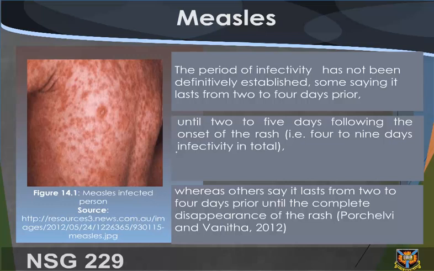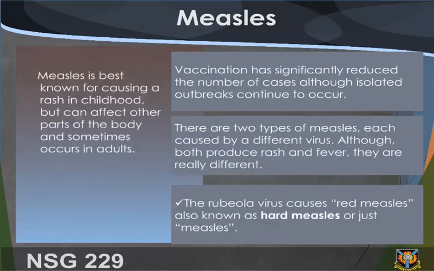Pochvelvi and Vanita, 2012. Measles is best known for causing a rash in childhood, but can affect other parts of the body and sometimes occurs in adults. Vaccination has significantly reduced the number of cases, although isolated outbreaks continue to occur.